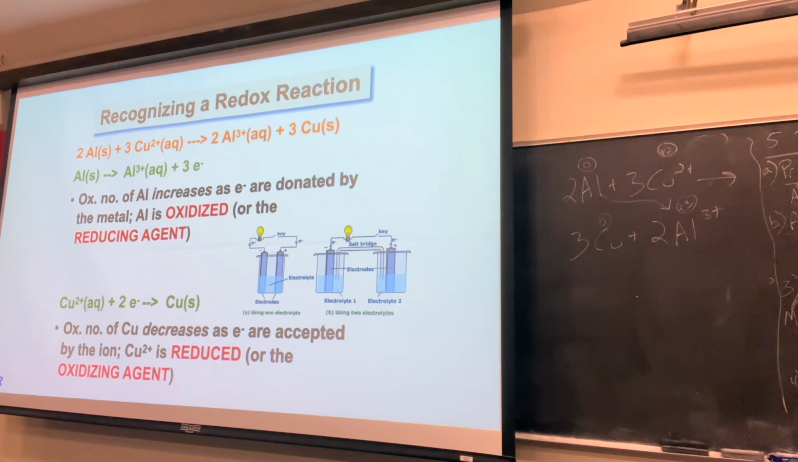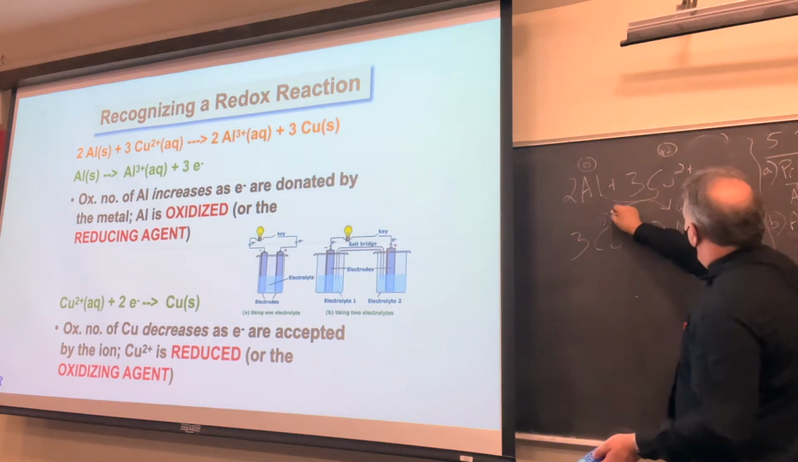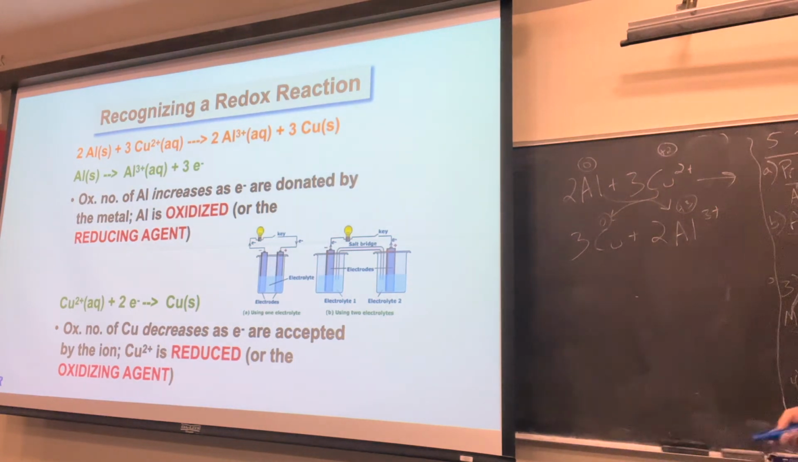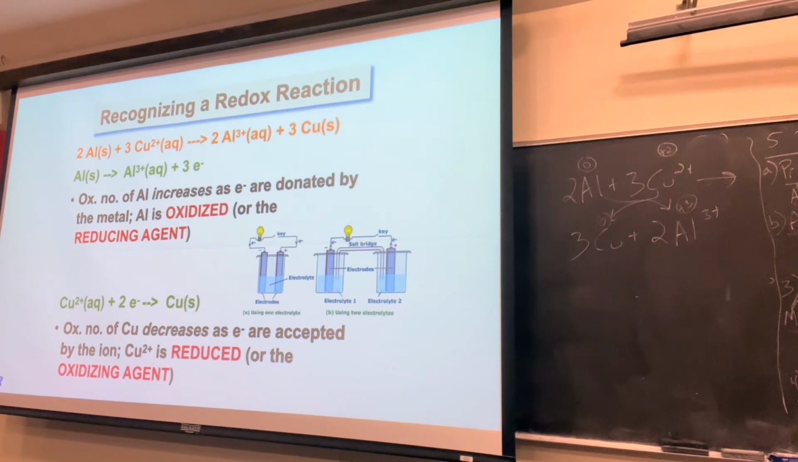That's where this part really came from. It shows that it's becoming more positive. On the other hand, the copper is going from +2 to 0. That's what's happening right here. Copper is becoming less positive, more negative, and it can only do that by gaining electrons.